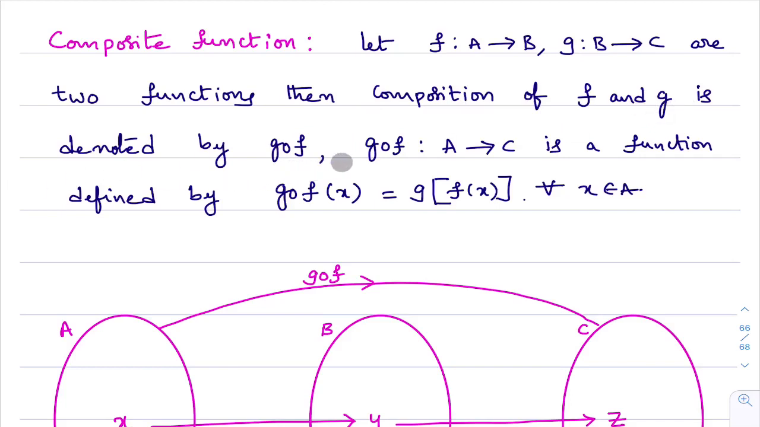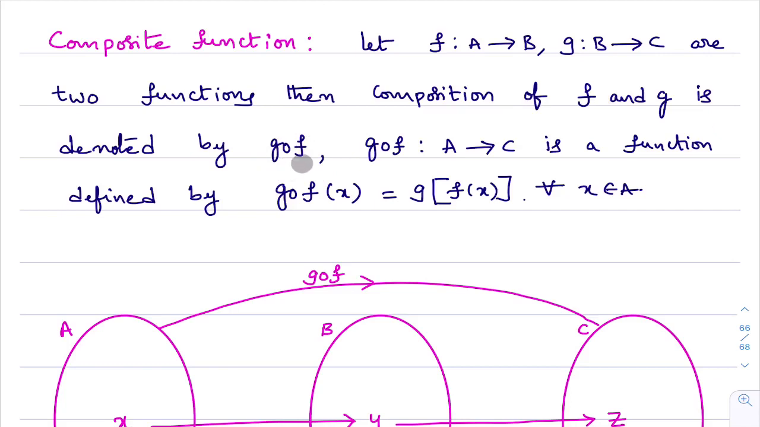Here is the second point you need to note down. Composition of F and G is denoted by G circle F. Listen to this carefully. Composition of G and F is denoted by F circle G. Please try to understand what I am saying. Composition of F and G is denoted by G circle F. Composition of G and F is denoted by F circle G. Okay, notation.